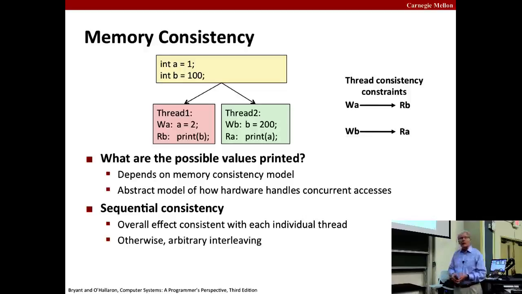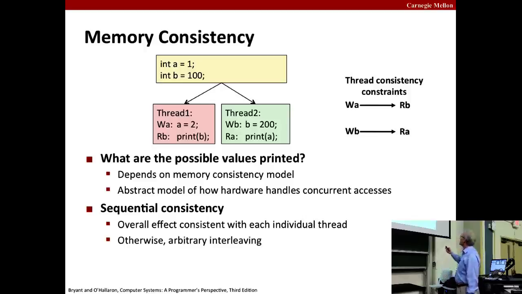And so there's a model that's the accepted standard called sequential consistency, which means that these events can occur, well, within a single thread, things have to occur in the sequential order of that thread. But across threads, whether write A or write B occurs first is completely arbitrary.